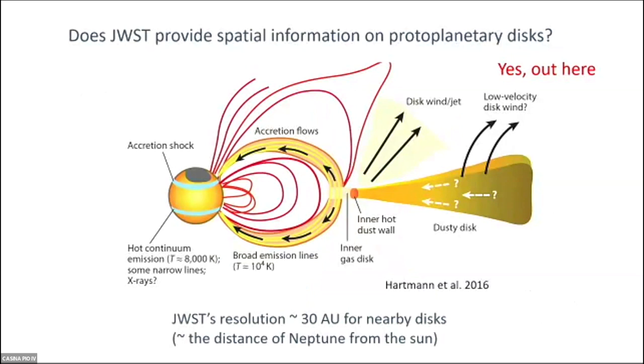So JWST's resolution is about 30 AU for nearby disks. That's the distance of sort of Neptune. And so in general, we're not resolving chemistry, but we can see the broader context in which the planet formation is happening, including the material flowing from the disk onto the star. Well, we're not seeing that, but we're seeing a result of that, which is the outflow of materials in winds and jets.